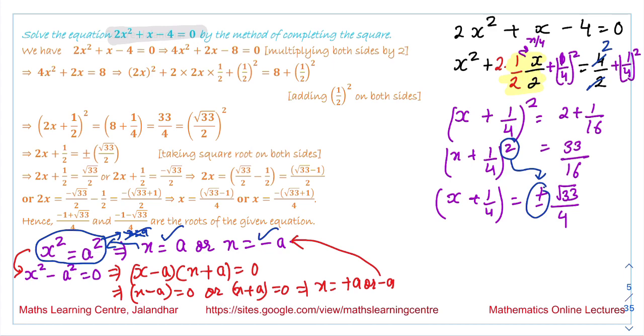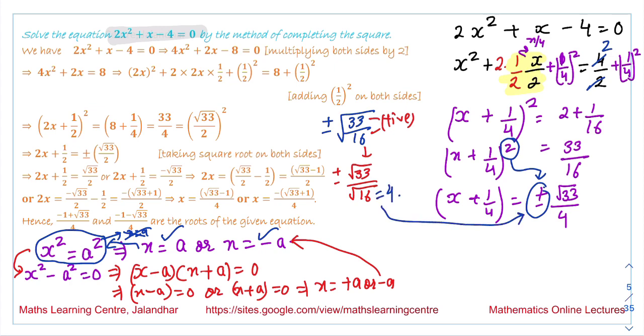So when we take the square root, we get plus minus the square root of 33 by 16. Both these numbers are positive, and if both are positive, we can write it as the square root of 33 by the square root of 16. Now what is the square root of 16? It is 4, and we are obtaining the answer in this form.